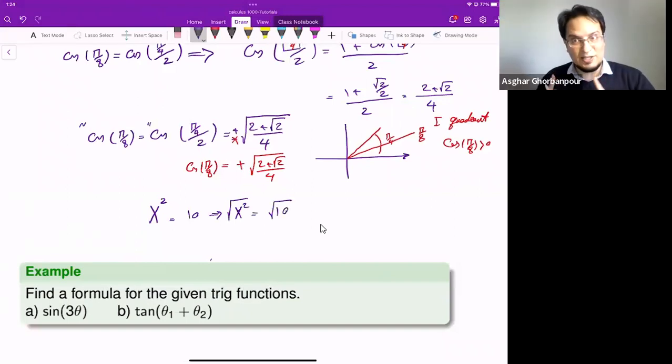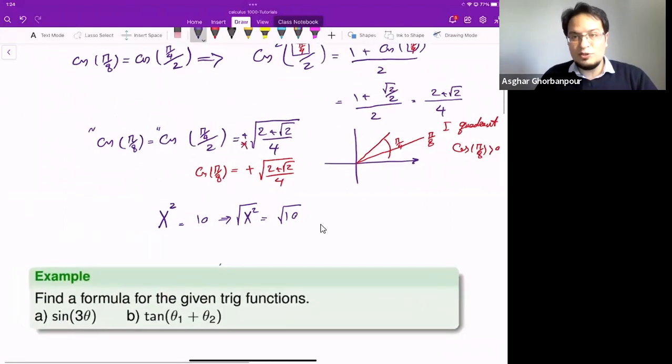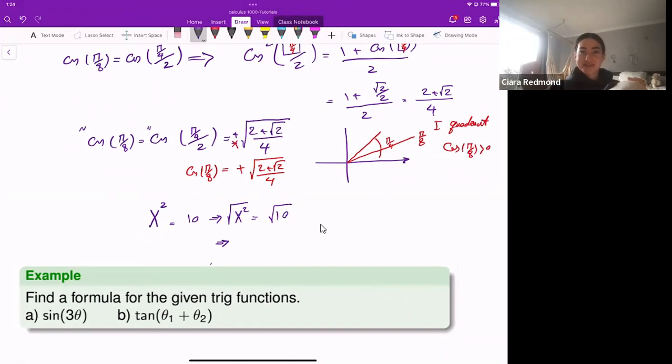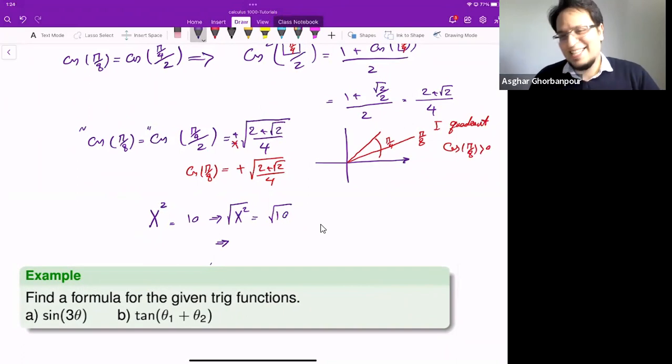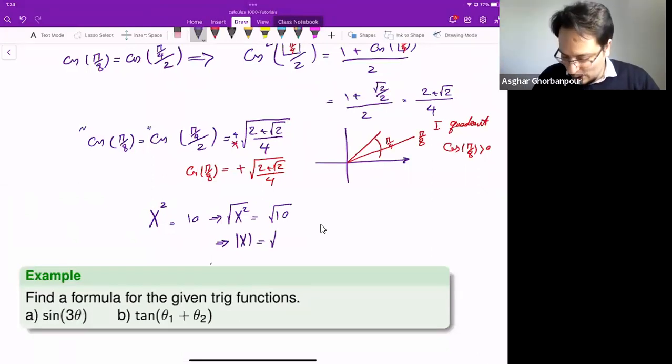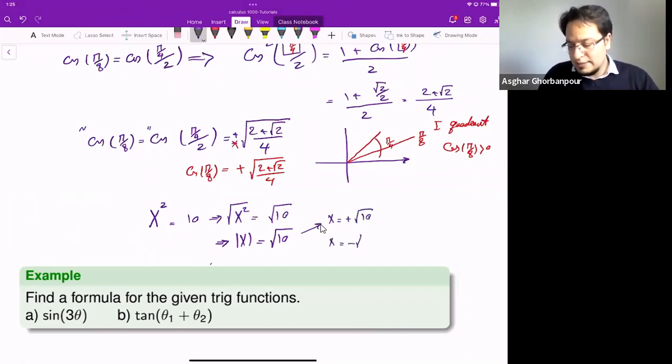I'm solving an equation. What is the square root of x squared? X. The square root of x squared is not x. It's the absolute value. Oh, sorry. Okay. Yeah, there is a subtlety, and I know that most of the time it's not clear to see. So I know that the absolute value of that guy is going to be root 10. That means that that guy itself is going to be either root 10 or negative root 10. That's where this plus or minus comes in.